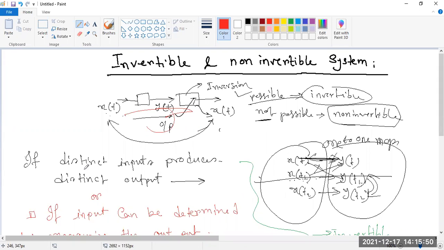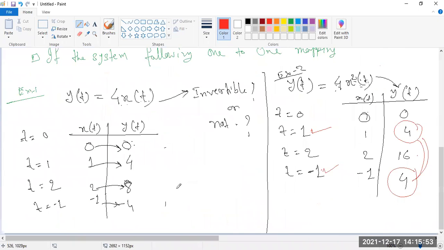I got it. If distinct input produces distinct output, here you can see distinct input but it couldn't produce distinct output. This is 1, that is minus 1, but your output is the same. This is not distinct, this is not separate. But here you can see there is a separate one: this is 4, and minus 1 gives minus 4. So these are not the same. Distinct input produces distinct output, but here distinct input produces the same output. So this system is not invertible.